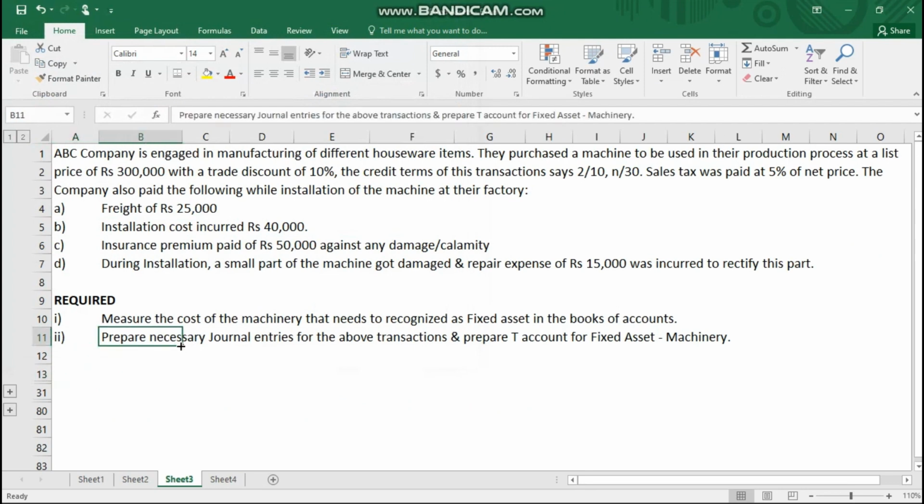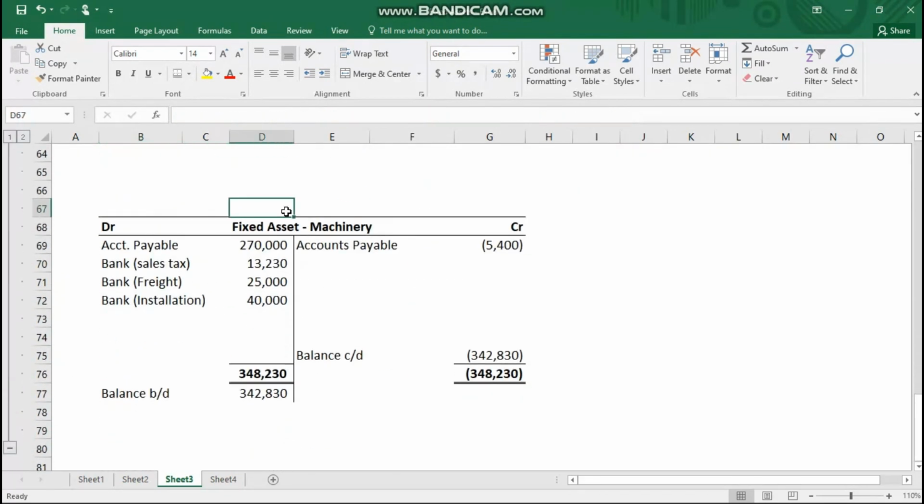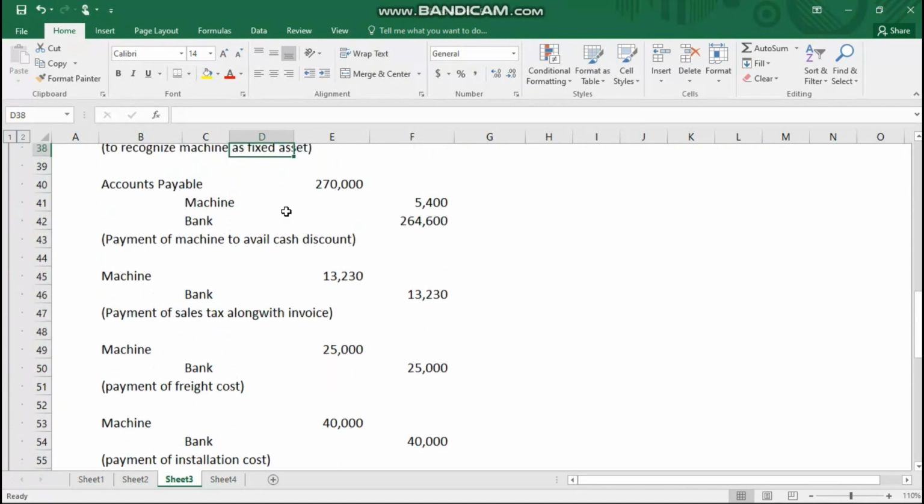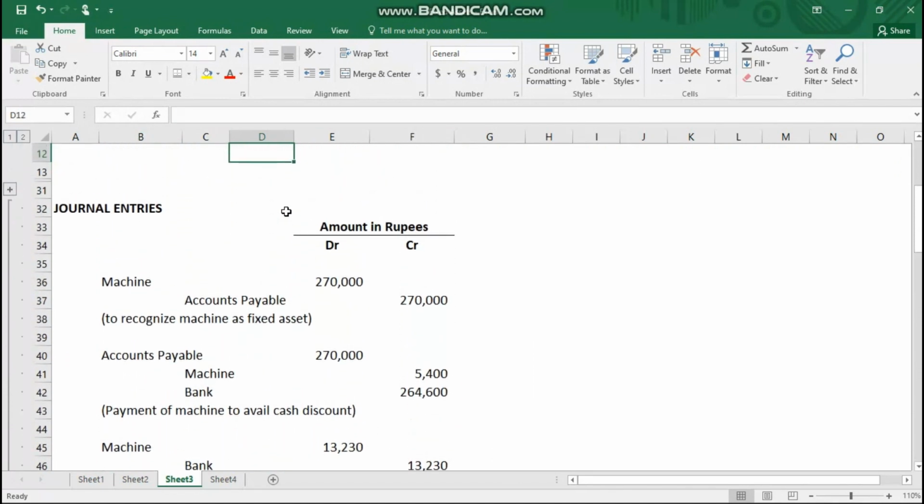So now let's move to the second part, which is prepare necessary journal entries for the above transactions and prepare T account for fixed asset machinery. So I've prepared the accounting entries and the T account. So one by one we'll see the accounting entries. So these are the journal entries. All amounts are in rupees. This is debit. This is my credit column.